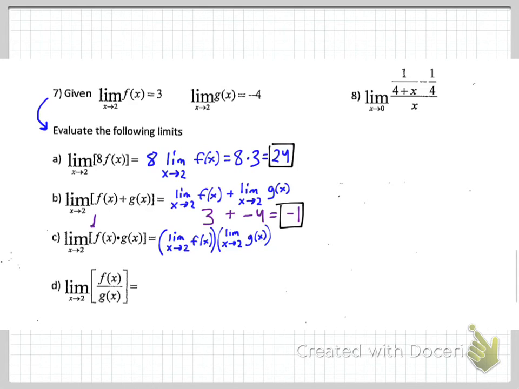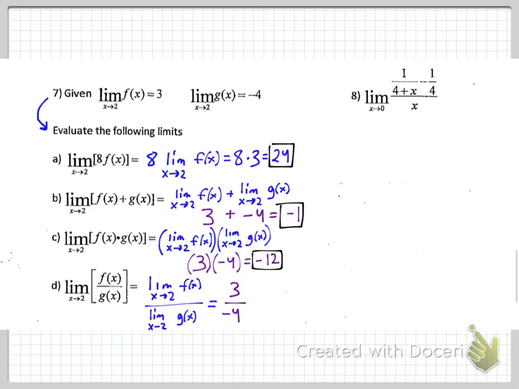I don't know if you've noticed, all of these have these brackets here. The brackets are just another way of writing parentheses. Remember that brackets and parentheses are interchangeable, so don't be confused by that. We get 3 times negative 4, which is negative 12. And lastly, the limit as x approaches 2 of f of x over g of x, we can write the limit of the quotient as the quotient of the limits. So we get 3 over negative 4. In other words, all of these, if you were just guessing, I'm guessing you would get these correct without even having those properties, and those are nice.